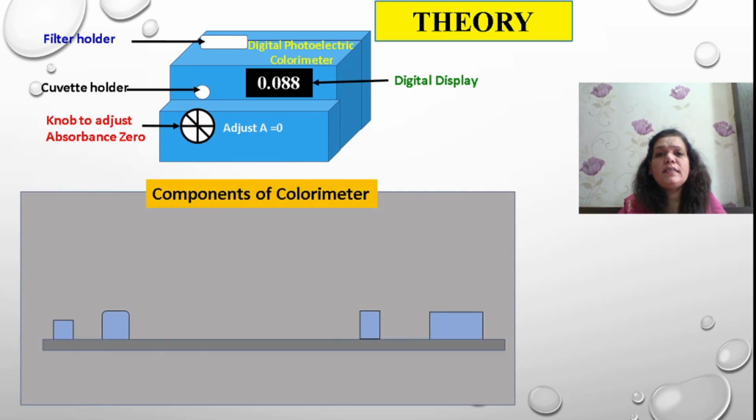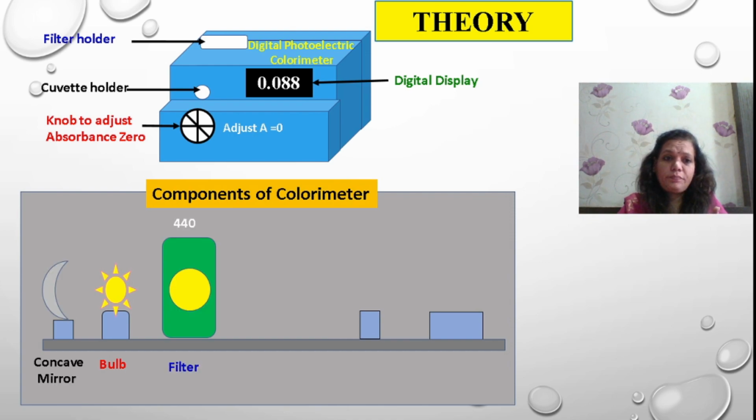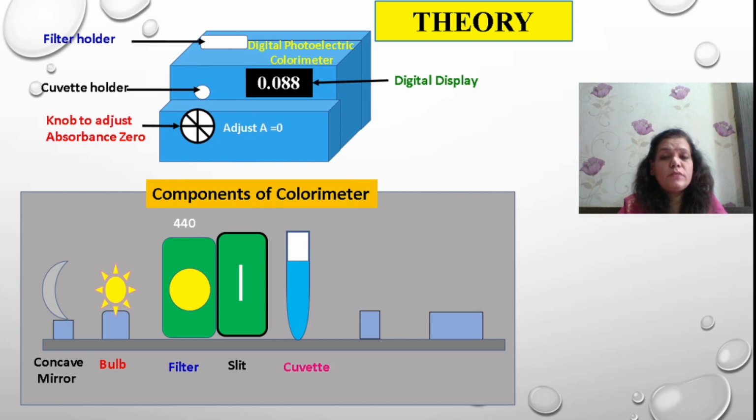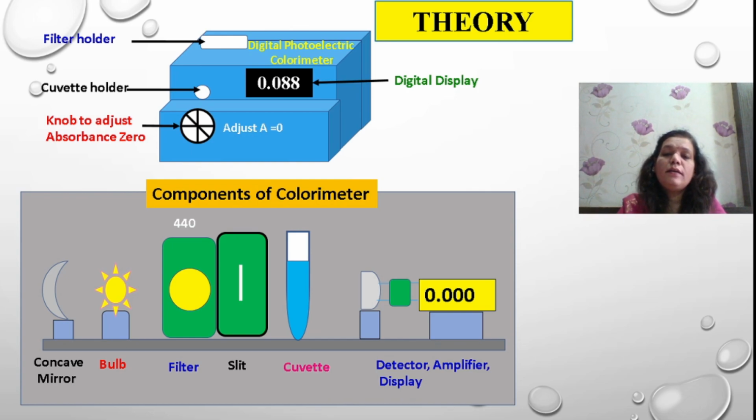Now if I see the internal components of this colorimeter, what I need is a source of light. According to our statement of Beer's law, when I pass a beam of monochromatic light, that means I need a source of light which is passed through the filter so that a particular wavelength is selected. Monochromator converts the polychromatic light into monochromatic light, which is passed through the cuvette containing colored solution, which is detected. Light energy is converted into electrical energy by the detector and I obtain the reading on my digital device.